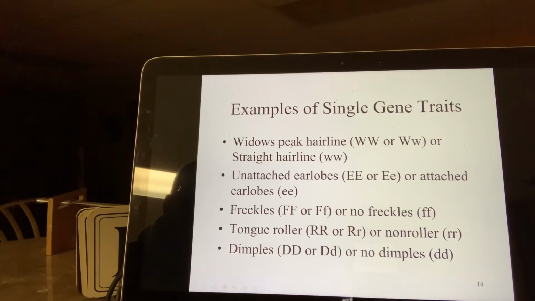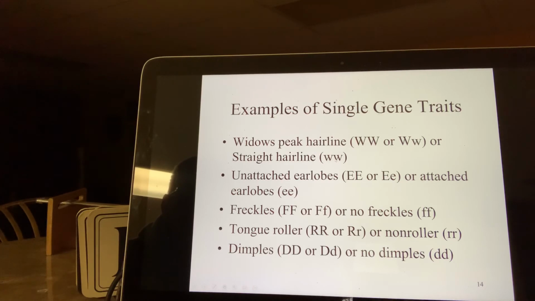And finally, the widow's peak hairline. The widow's peak hairline, or that pointed peak of the hairline in the front, is the dominant allele, which means that if you have a widow's peak hairline, your phenotype is widow's peak hairline. The genotype is either big W, big W, in other words, you got two dominant alleles from each of your parents, or a dominant and recessive allele. And since the recessive allele is recessive, the dominant will mask it, and you will have the widow's peak hairline.